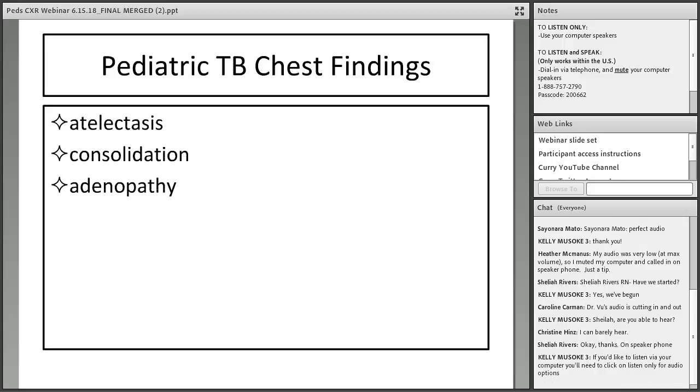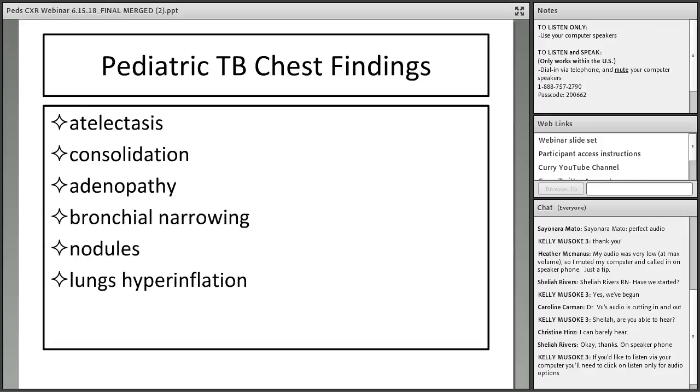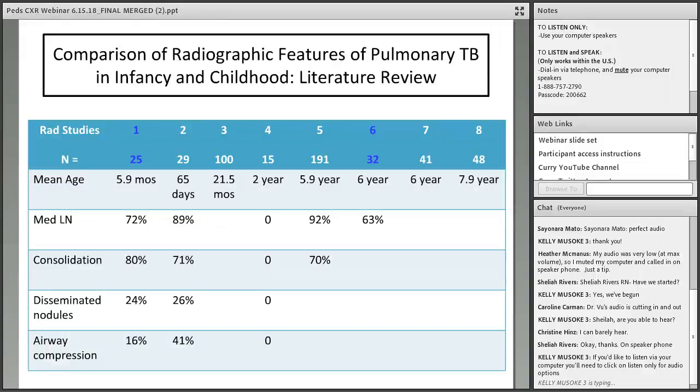Let's move on to pediatric TB chest findings. The most common pediatric TB chest findings are atelectasis, consolidation, and adenopathy. The next set of findings are bronchial narrowing, nodule, lung hyperinflation, and very rarely we will see pleural effusion.